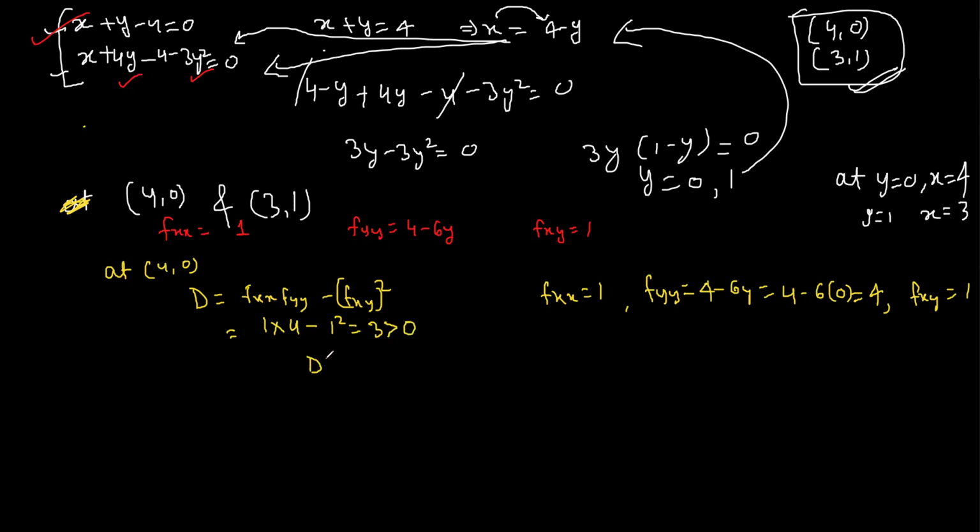And now you know D is positive, and fxx is also positive. Both are positive. It means, understood? At (4, 0), you will get a minima, right? Yes, we will also try it. You have to check all the points, okay? Yes.